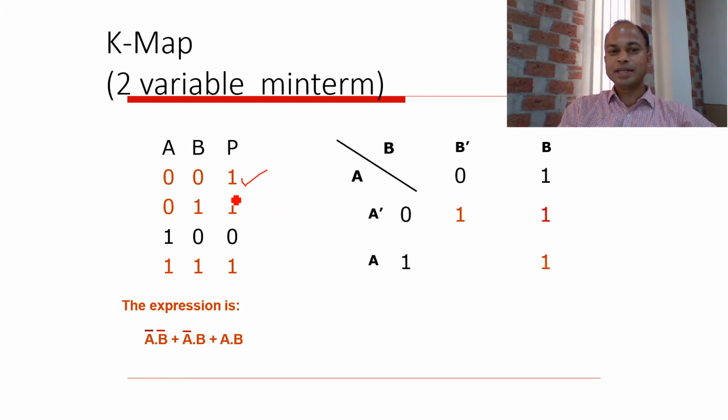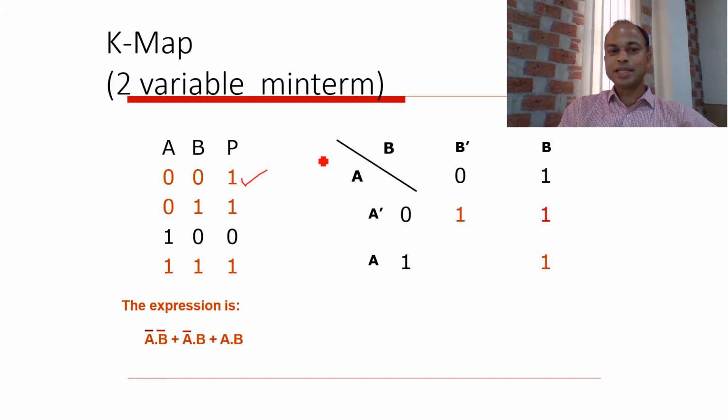Initially we are taking this one, and we have to write variables A and B in the form of rows and columns. A we represent as the row and B we use for the column. So we have to write A dash and A. A dash means 0, A means 1. Similarly, we write B dash and B. B dash means 0 and B means 1.